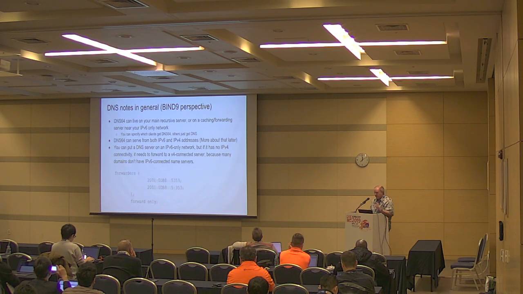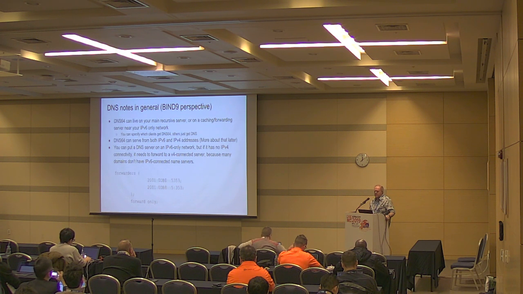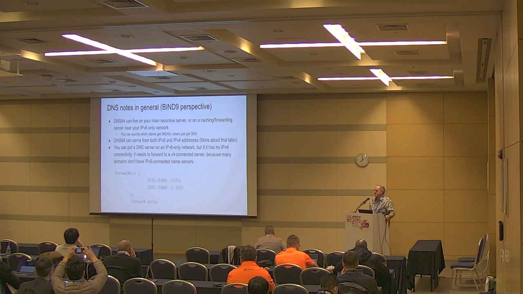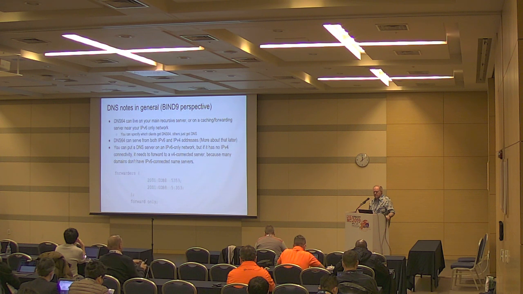So again, live, it's really easy to configure. It's very easy to unconfigure. But again, you might have problems with going on your big, busy recursive name server and inserting something experimental like this. It's also easy to keep on a separate server. You can also serve DNS64 from either a V6 or a V4 address, or both. And we'll touch upon that later, because it ends up being a possible solution to the Android problem.